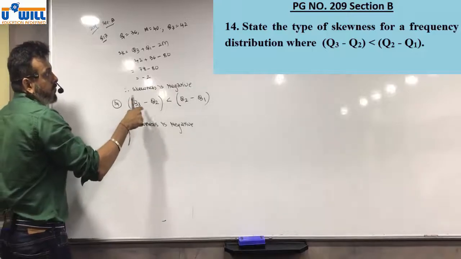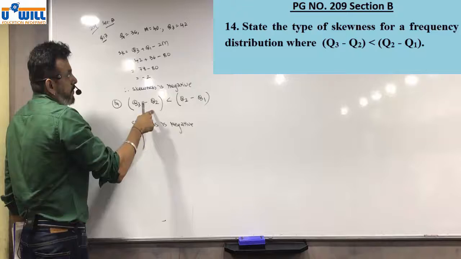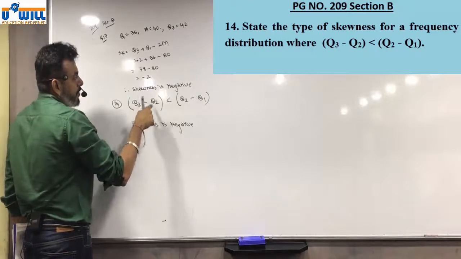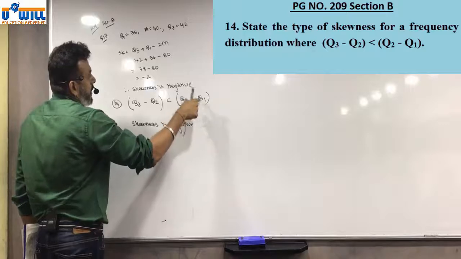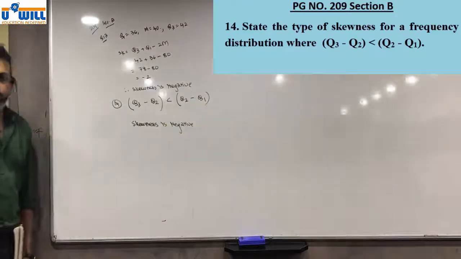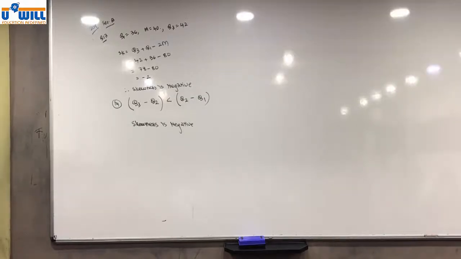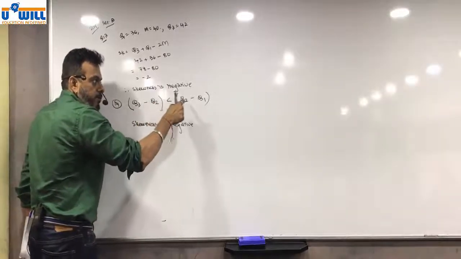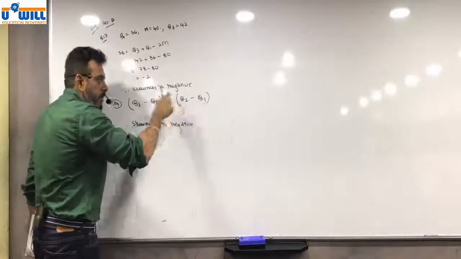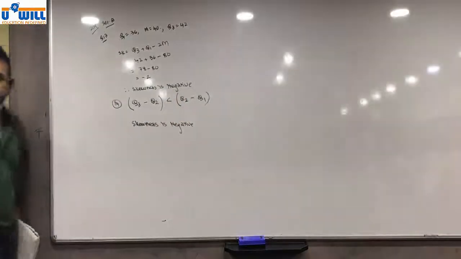Q3 42 minus Q2 median 40. 42 minus 40 is 2, which is less than 40 minus 36. Perfect. Did you understand? You remember the condition of symmetric, right? In symmetric, one of the conditions is Q3 minus m is equal to m minus Q1. If more than, then positive; if less than, then negative. Okay.